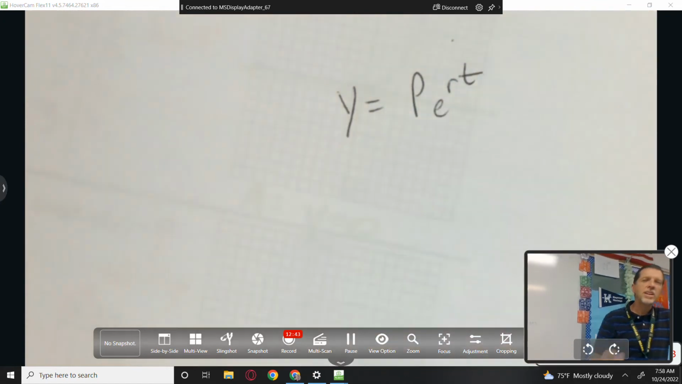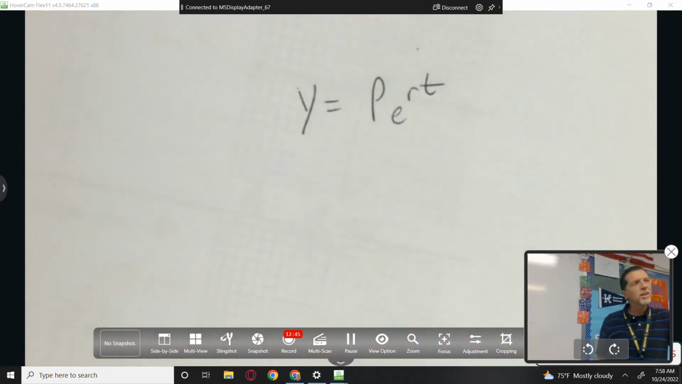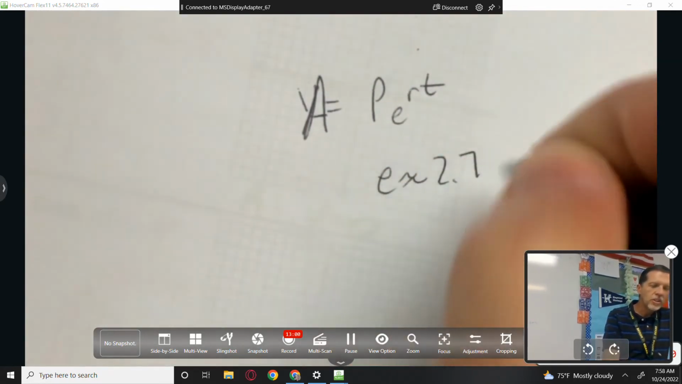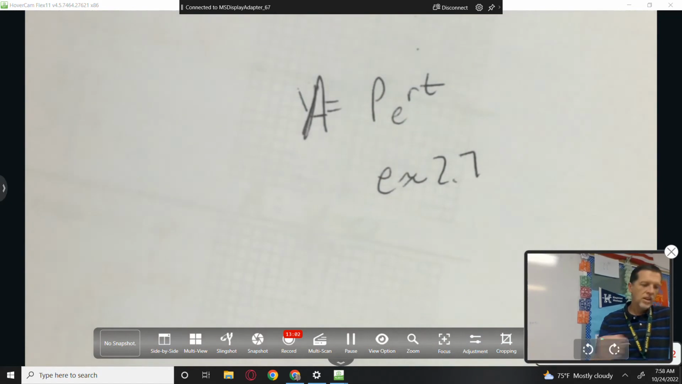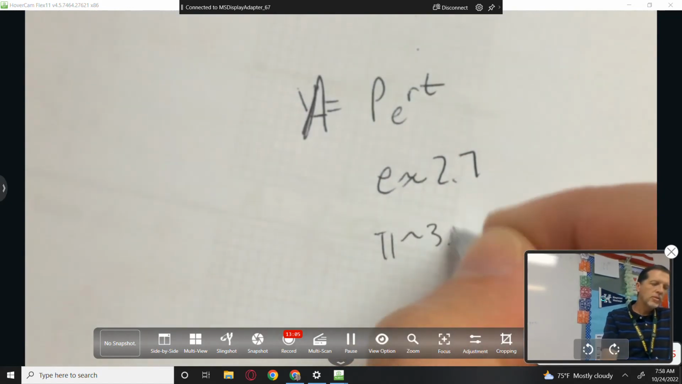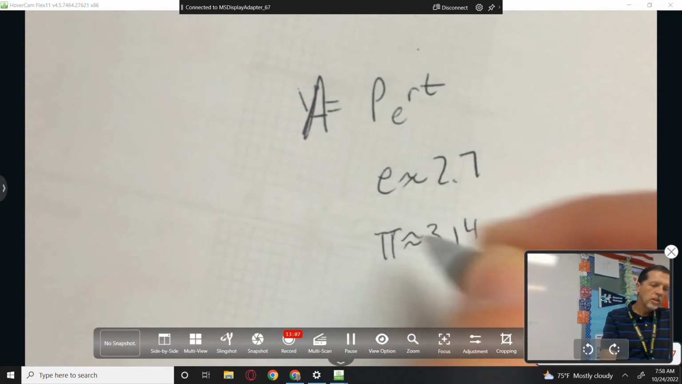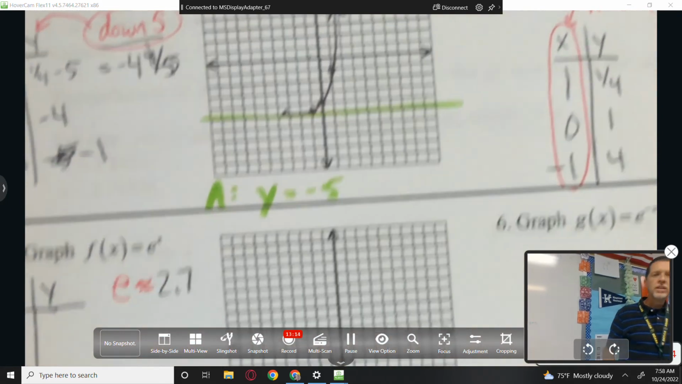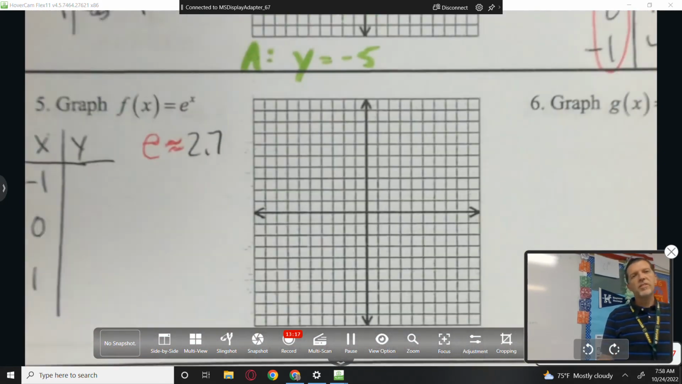I don't know that we've done e this year. Use it in that interest formula. Yeah, usually A equals Pert. That's right. So you've seen it before. Basically, for our purposes right now anyway, you just need to know that it's about 2.7. Sort of like pi is 3.14, even if you don't know what it's used for, although you probably have a better understanding of pi when you do e. So 2.7 is good enough.